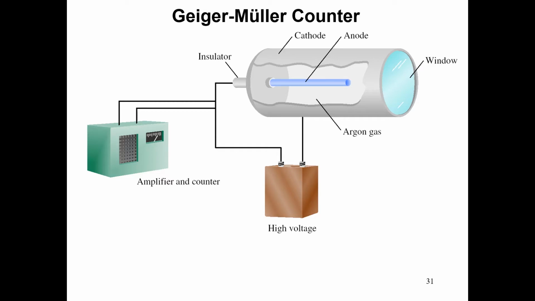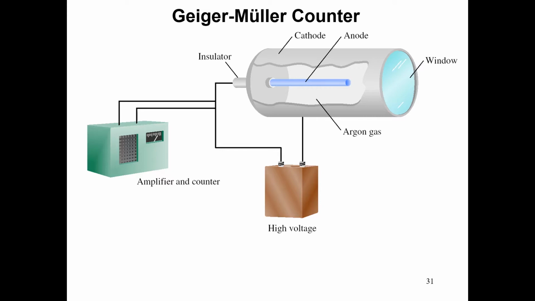Remember, argon gas is an inert gas. It doesn't ionize very readily unless it picks up enough radiation through the window to ionize the argon gas. And once that happens, it allows electrons to be transferred between the cathode and the anode. And that is detected by an amplifier and counter that you see here on the left. The voltage has already been established by a battery so that as soon as the argon gas becomes ionized, a current can start. Now, this is a small current, so it has to be amplified, right?